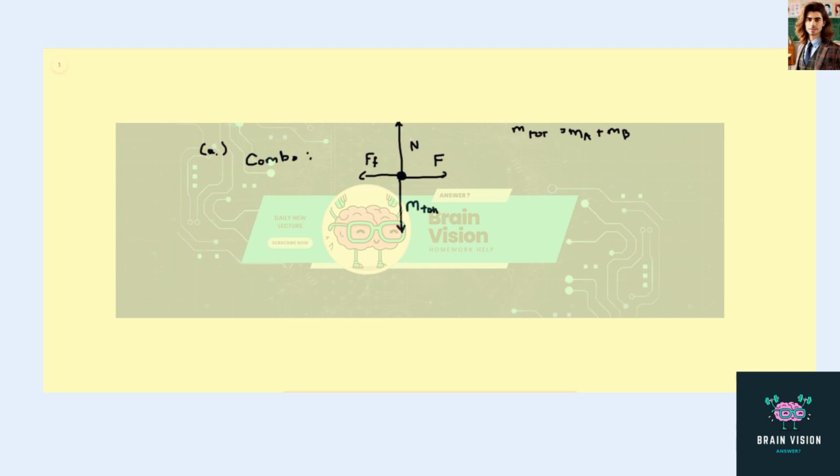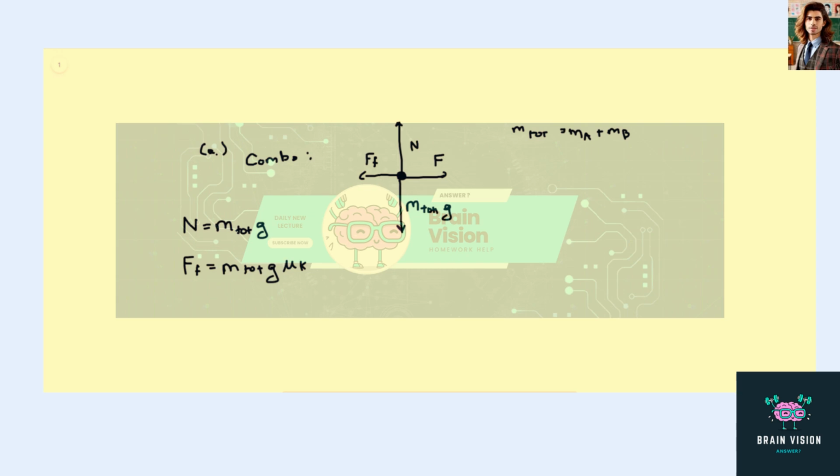Now, by Newton's second law in the y direction, we get immediately that the normal force is equal to, forgot my g here, it's equal to m total times g, because it's not accelerating in the y direction. This means that the friction force is equal to m total times g times mu k, since the friction force is just this coefficient times the normal force.